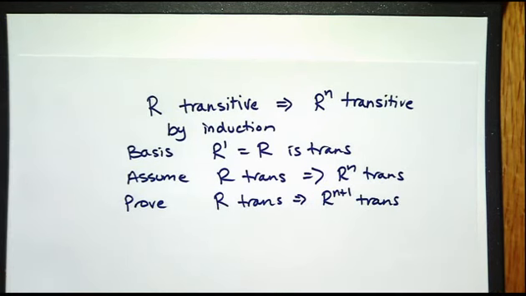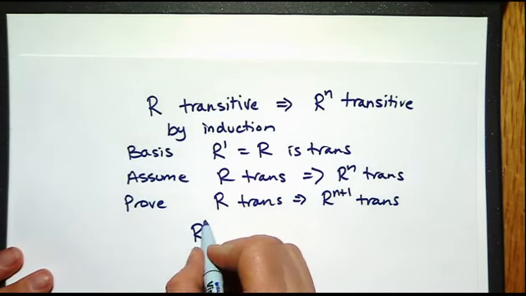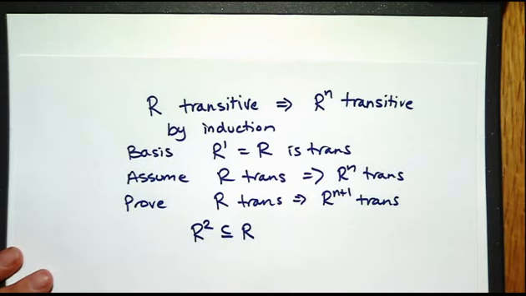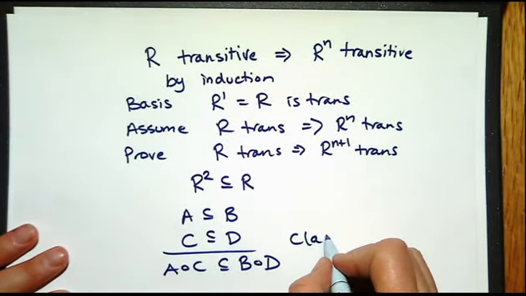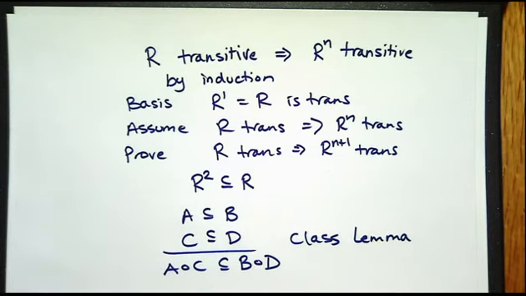So that's what you need to prove. And you need to remember that the definition of transitive means that R squared is a subset of R. And you also need to know that if A is a subset of B and C is a subset of D, then A composed with C is a subset of B composed with D. So, and you could call this the class lemma. And that's what you'll use for that.